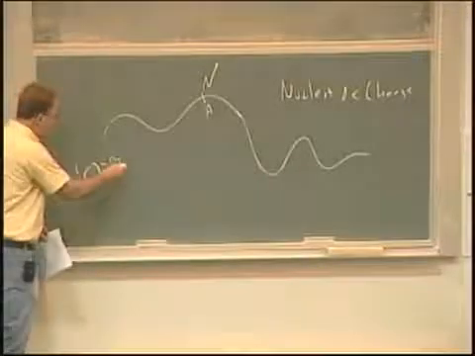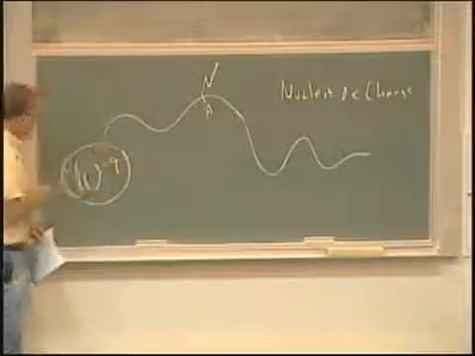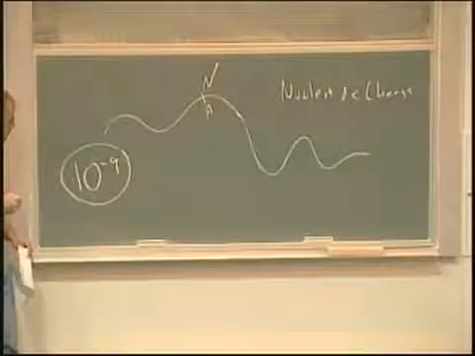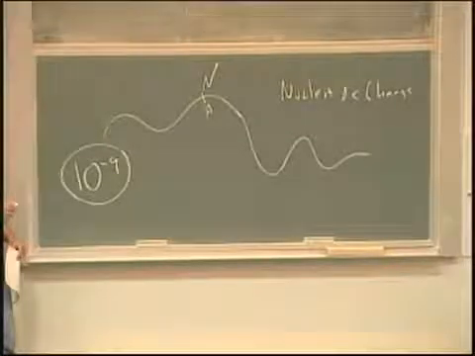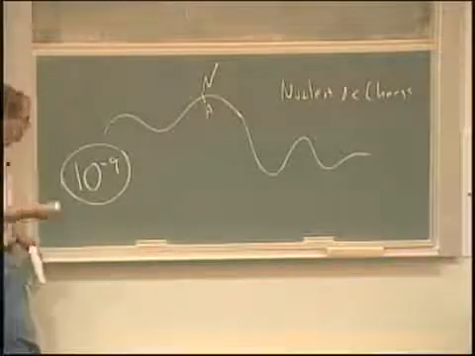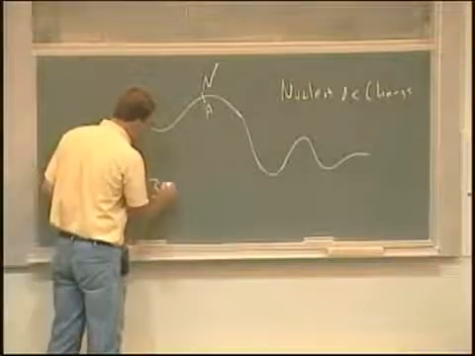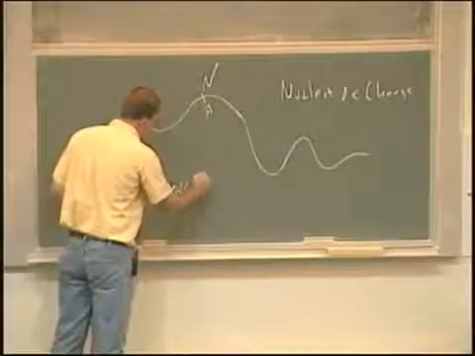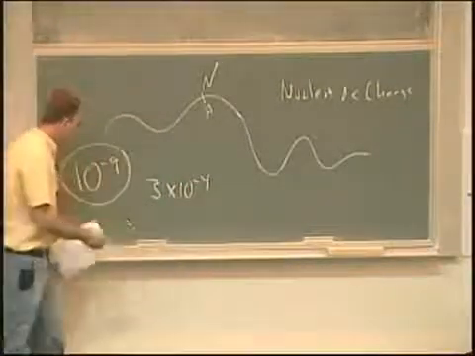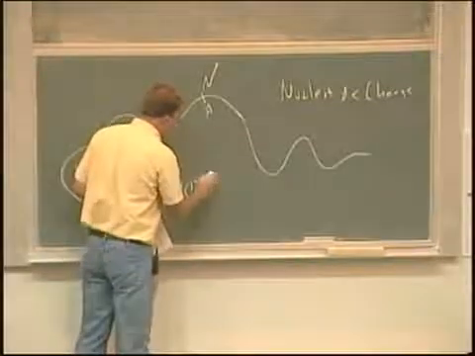Anyways, that's roughly the mutation rate in eukaryotes. Viruses have a much higher mutation rate. For instance, HIV has a mutation rate which is about 3 times 10 to the minus 4, I believe. No, minus 5, rather. Okay.